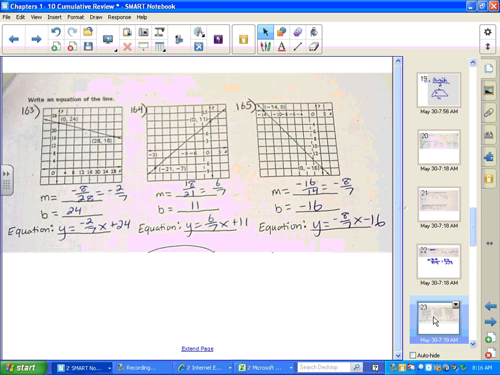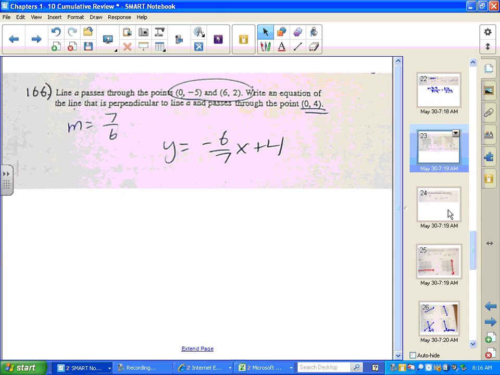Okay, 166. The slope is 7/6. The equation is y equals negative 6/7x plus 4.